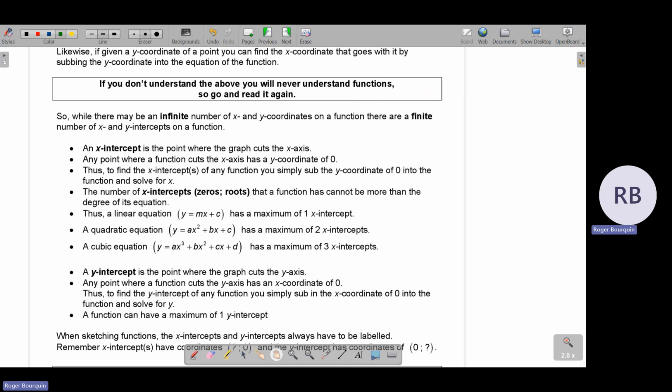If I say to you, what are the roots? It means what are the x-intercepts? What are the zeros of a function? It means what are the x-intercepts?